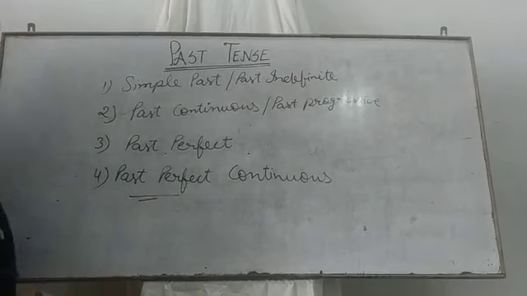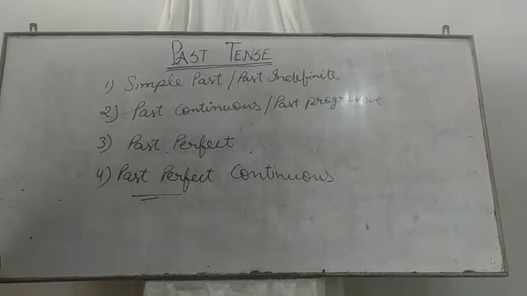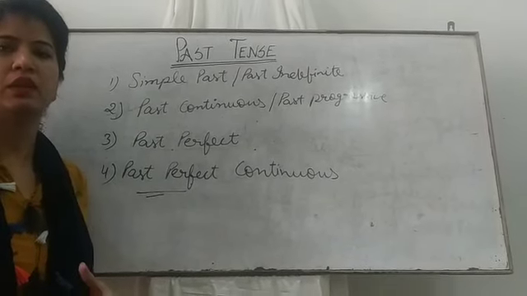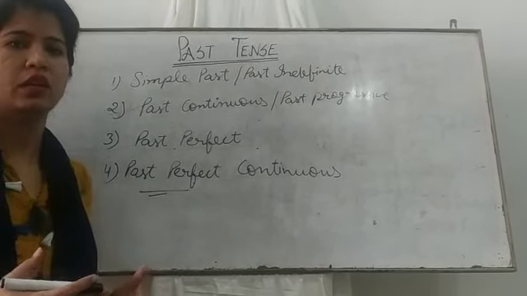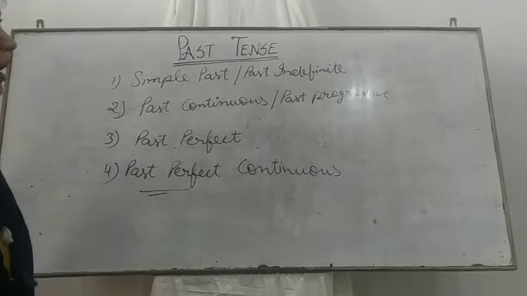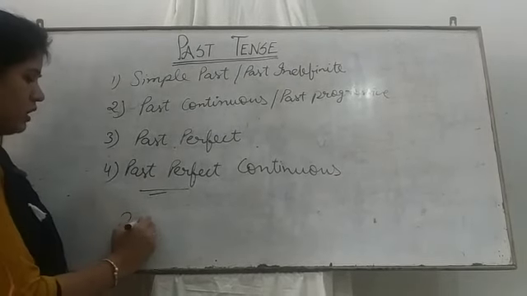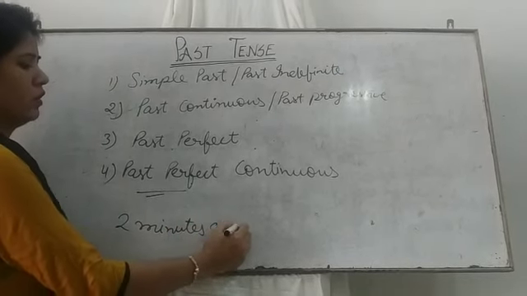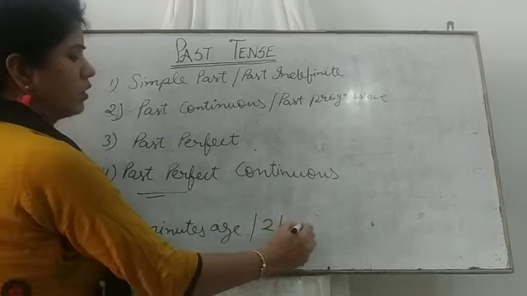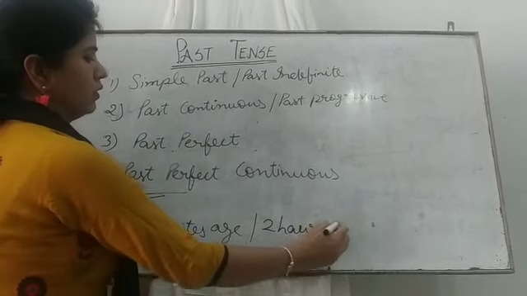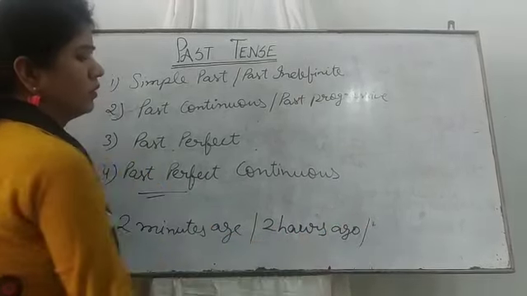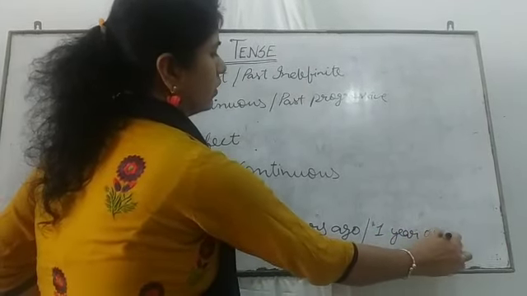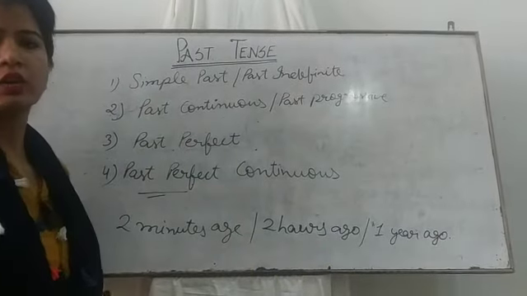Where do we use past tense? We use the past tense to talk about events that happened in the past. Doesn't matter whether it happened 2 minutes ago, 2 hours ago, 1 year ago, or a long period of time.